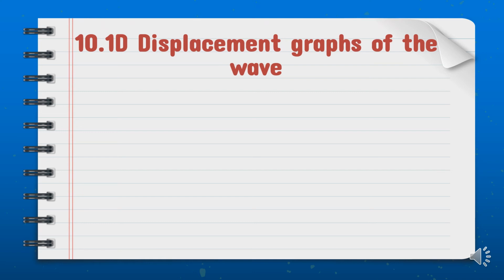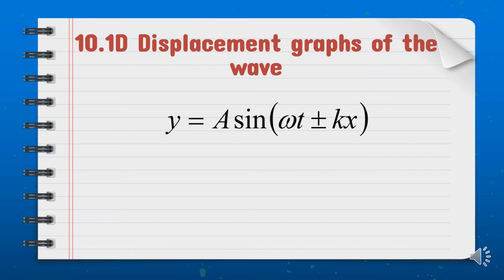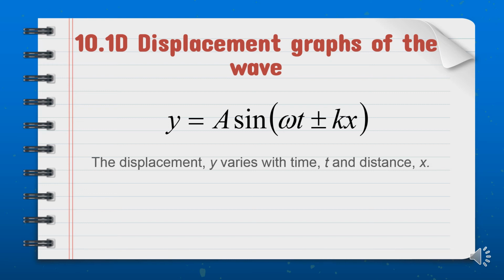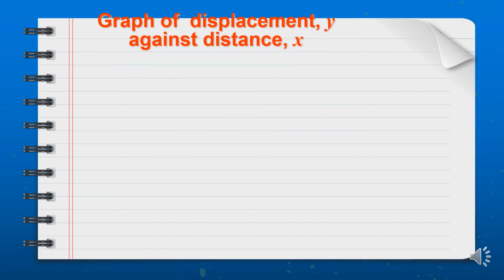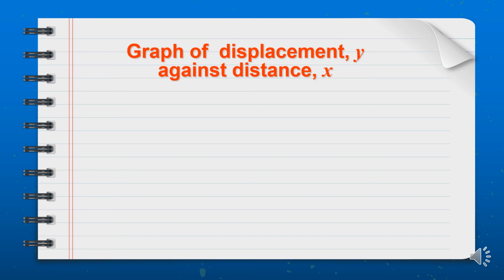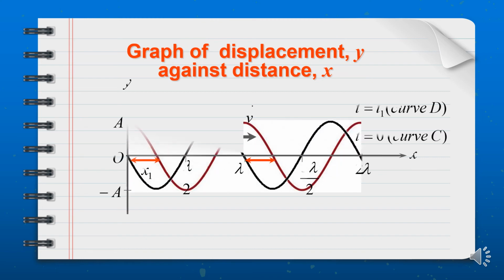Displacement graph of the wave. From the general equation of the displacement for a sinusoidal wave, y equals A sin(ωt ± kx), where y is the displacement, which varies with time t and distance x. Graph of displacement against distance. The graph shows the displacement of all the particles in the wave at any particular time.